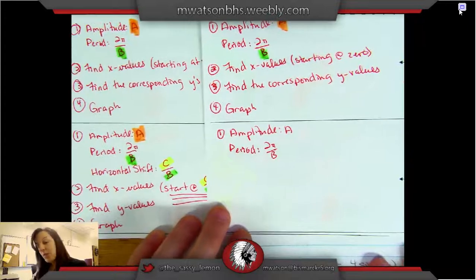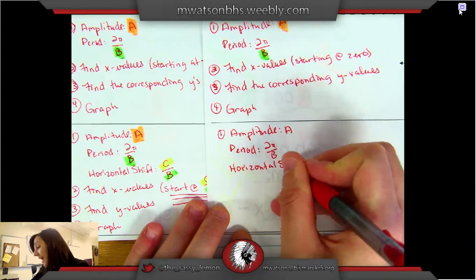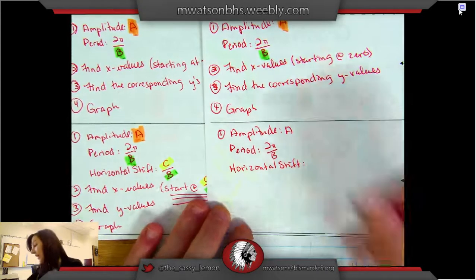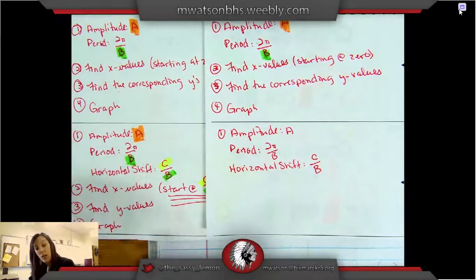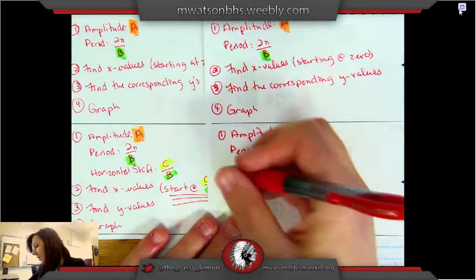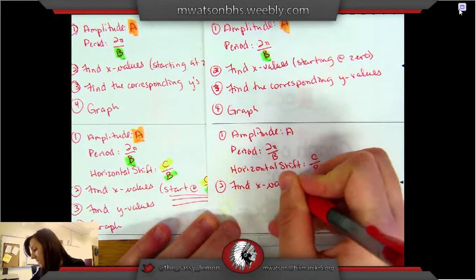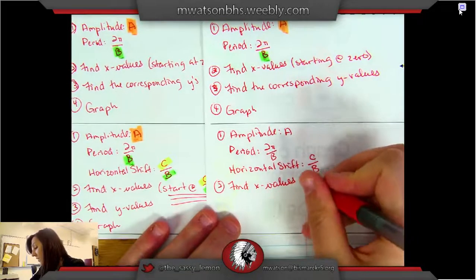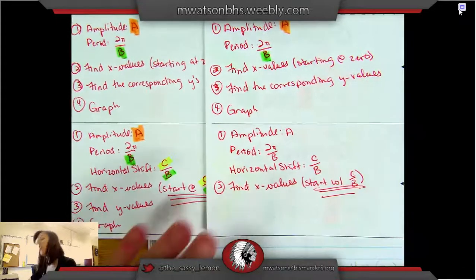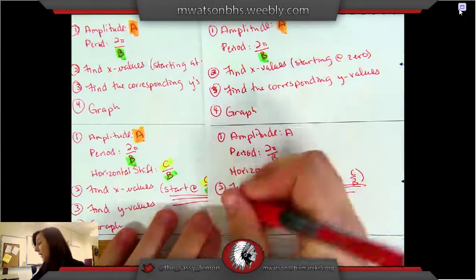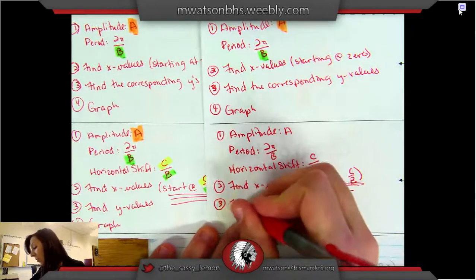But this time, we have to add the horizontal shift, which is not just whatever number c is. It's always c divided by b. So b not only affects your period, but it also affects your horizontal shift. Once you've found those three things, then you can find your x values. And this time you start, this is so important, you start with c over b. If you don't start there, your whole problem is going to be messed up. And a lot of people last year, like I said yesterday, they would mess that up and then they'd have to redo their whole problem.